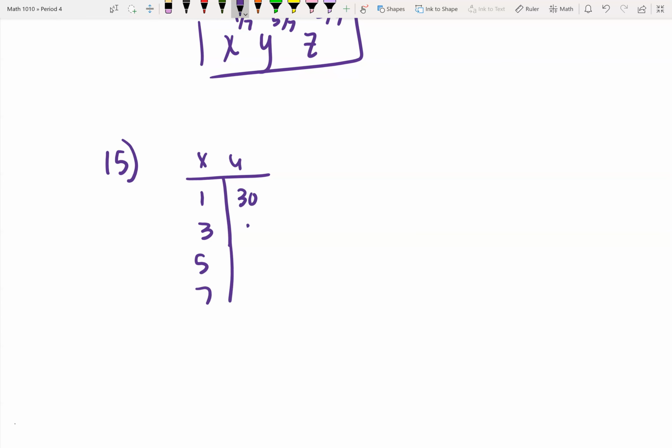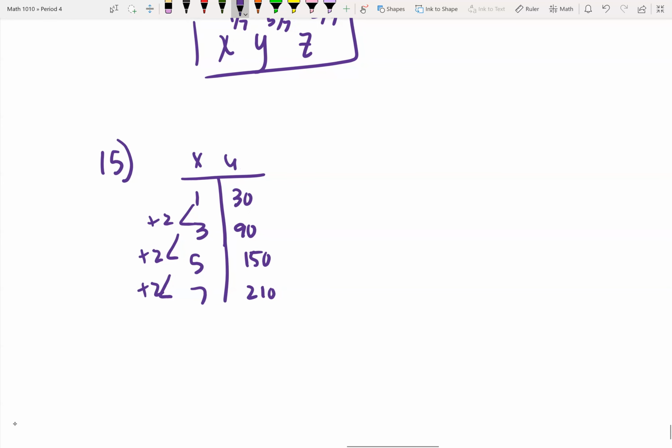And here, 30, 90, 150, and 210. So this goes up by 2, this goes up by 2, this goes up by 2. If this goes 2, 2, 3, it actually could still be linear, or 2, 2, anything different. Those numbers don't have to be the same, but what has to be the same, you guys, is when you divide the differences. Let me show you what I'm talking about.